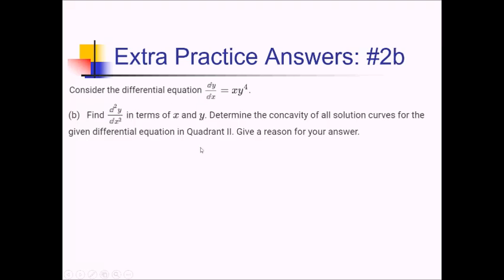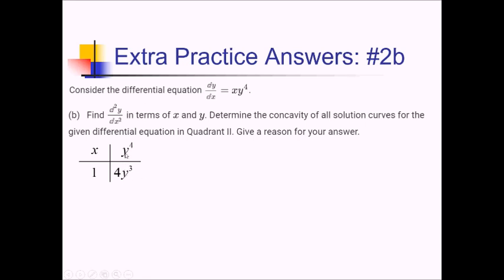For this problem, they want us to find the second derivative in terms of x and y, and then determine the concavity for all our solution curves in the second quadrant. So let's go ahead and start with the second derivative. Since I've got x times y to the fourth, I'm going to need the product rule for this. So let me set up my box and ribbon. I've got my two factors, x and y to the fourth, and the derivatives of those, which are 1 and 4y cubed. But hold on a sec.